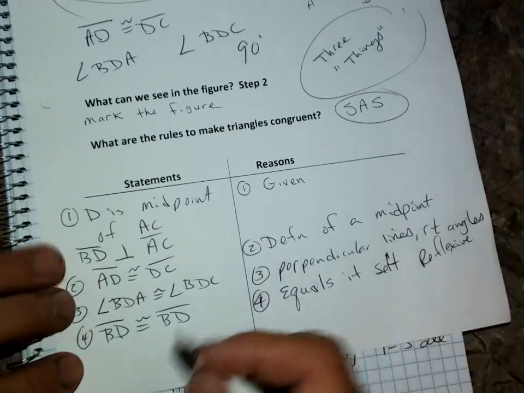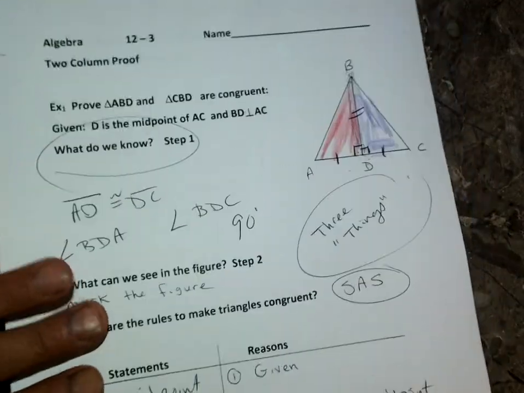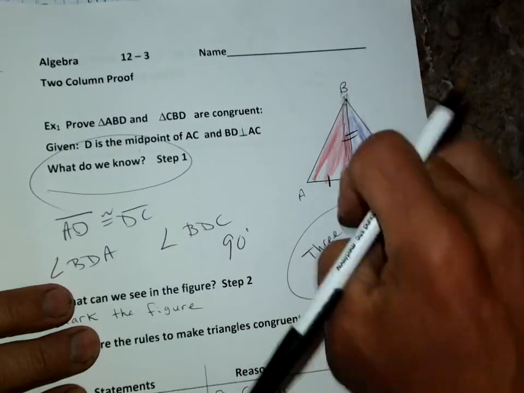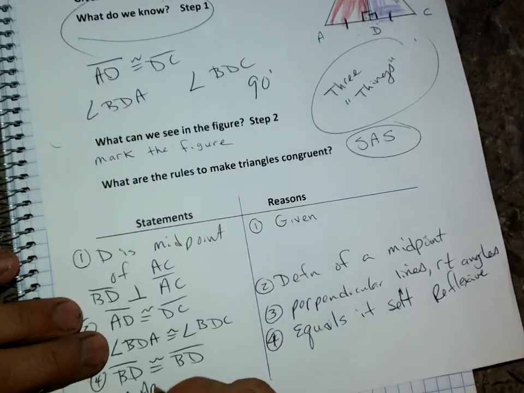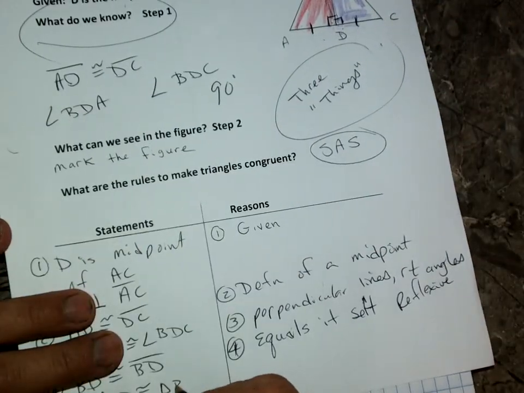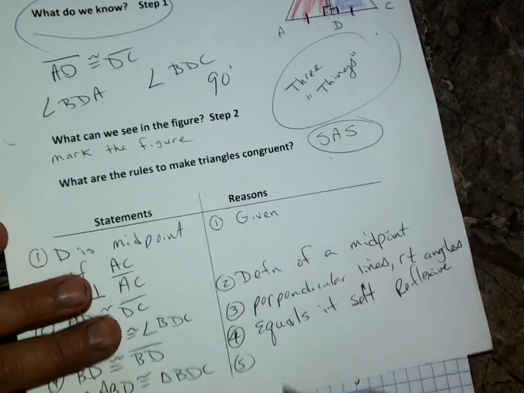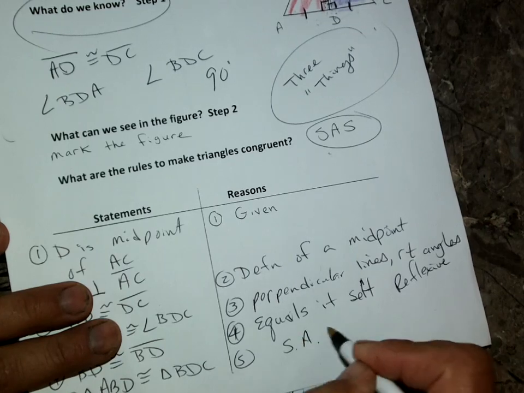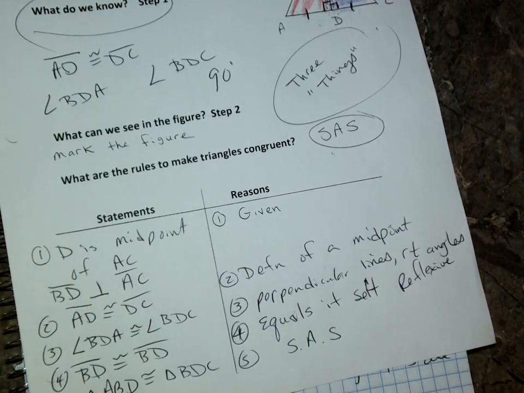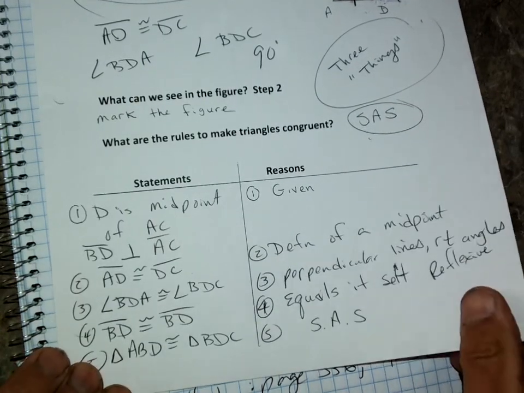So the last thing I'll say is 5. I'm going to say that triangle ABD is congruent to triangle BDC. And the reason why? Well, by our theorem, side angle side. If 2 sides of one triangle and an included angle are equal to the 2 sides of another triangle and an included angle, it is done. Okay, so we've proved it. That's a proof.